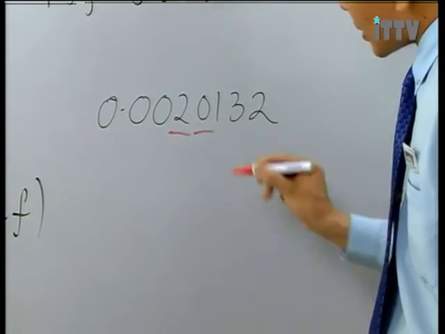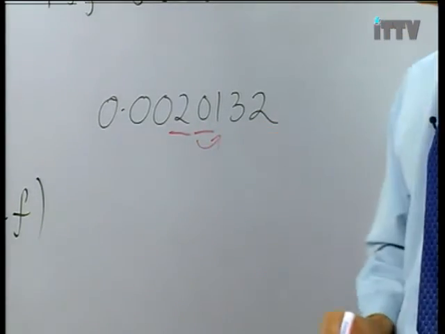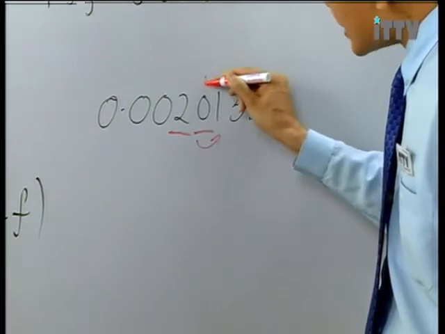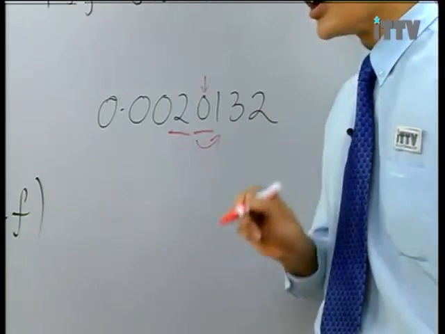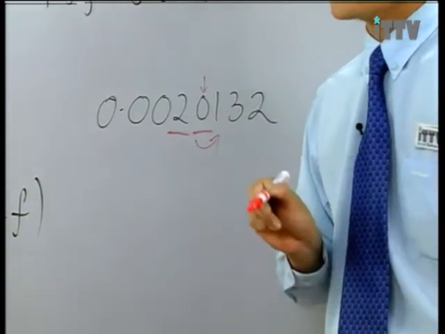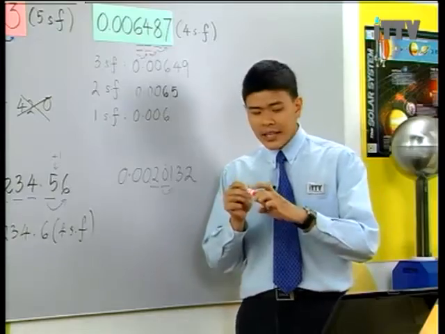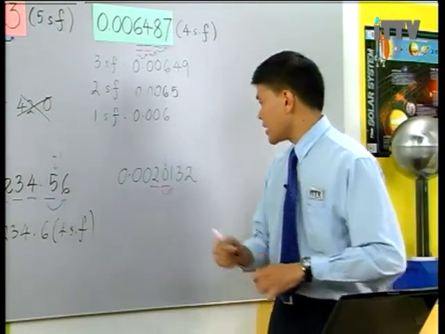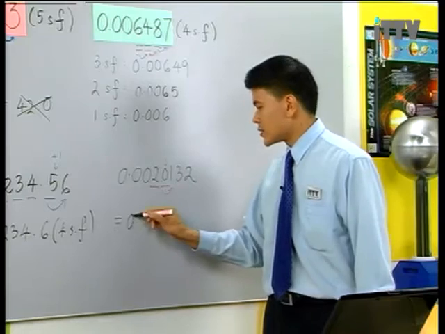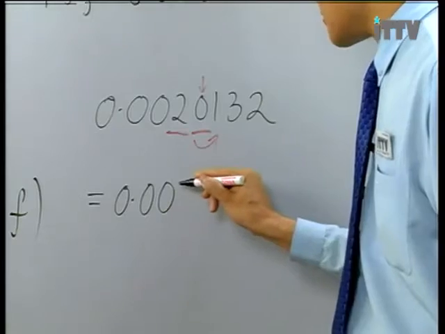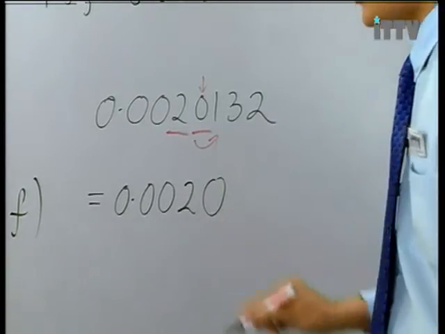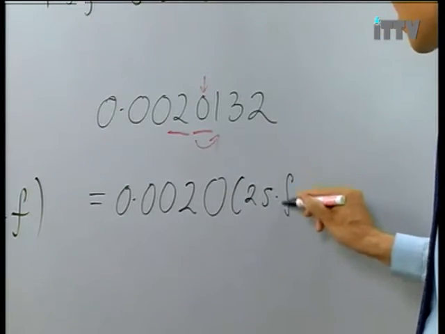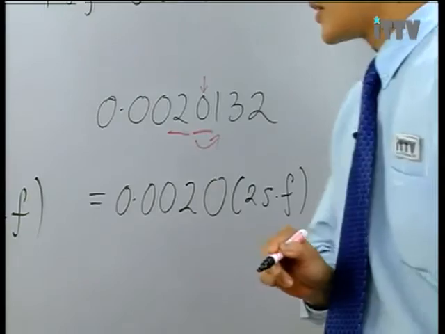Look at the next number. 1 is less than 5. So this number need not be added with 1. Okay, when a number is less than 5, we do not add 1 to the previous digit. So the answer will be 0.0020. And this has been rounded off to 2 significant figures.